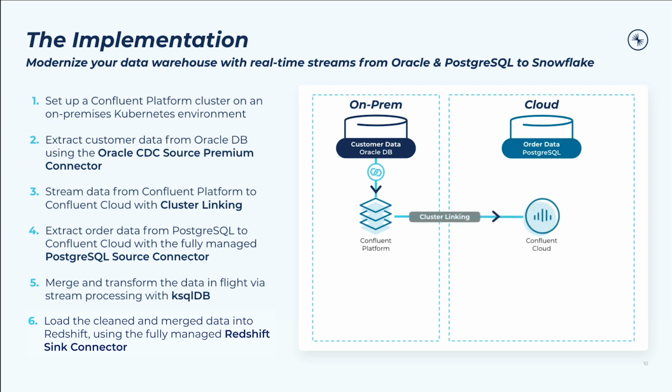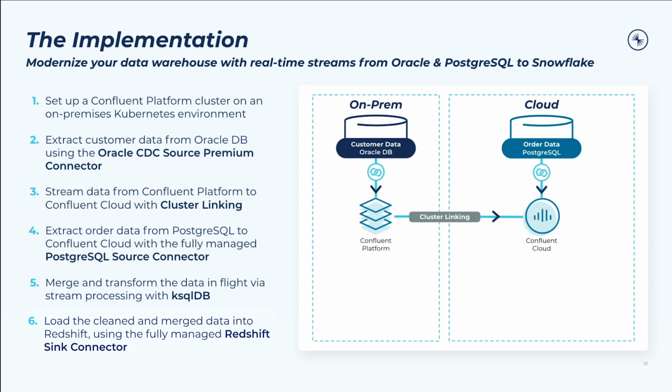Third, we'll stream the customer data from our self-managed Confluent Platform cluster in Kubernetes to our fully managed Confluent Cloud cluster with cluster linking. That's another good reason why we did CDC to an on-prem Confluent installation, so we can show cluster linking, which is incredibly cool and very useful in this common scenario that we're illustrating.